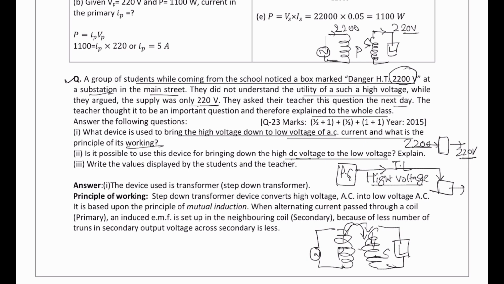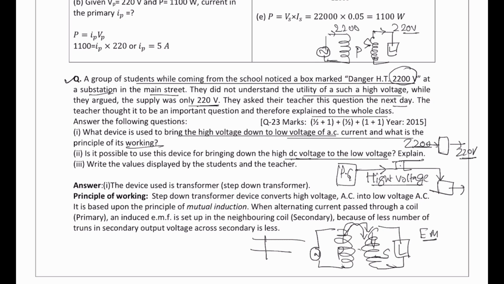But what is DC voltage? It is a smooth voltage, not changing with time, a fixed voltage. So in DC, mutual induction will not happen, electromagnetic induction will not happen. So if you want to transform DC voltage using a transformer, it is not possible. Because the magnetic lines of force are not varying, we cannot use it for DC.